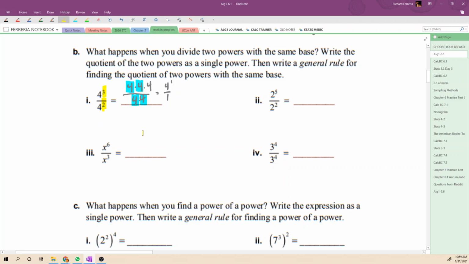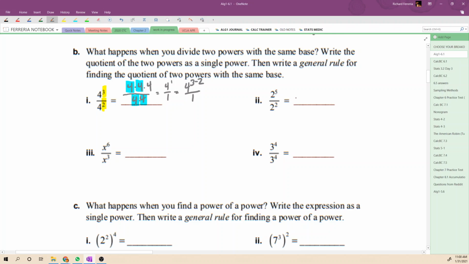Going back to the original problem, I see 4 cubed and 4 squared. How do I get 4 to the 1st power based on 3 and 2? Well, that's kind of a subtraction. 3 minus 2 is 1. So maybe the rule here is that this is going to be equal to 4 to the 3 minus 2 over 1. Let's try it over here.